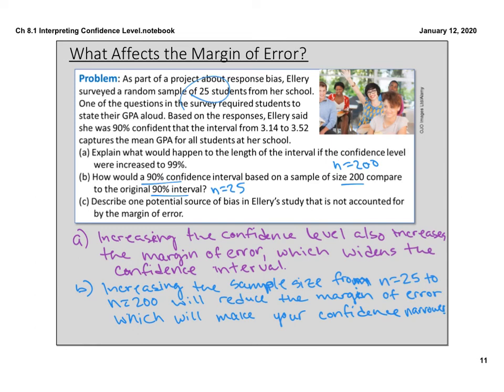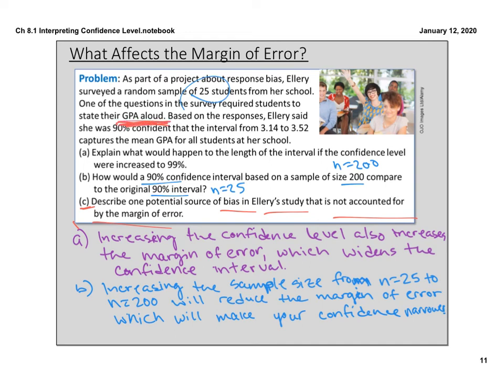In part C, it says, describe one potential source of bias in Ellery's study that is not accounted for by the margin of error. So the margin of error is not going to find the biases. Let's go back to the original question. As part of a project about response bias, Ellery surveyed a random sample of 25 students from her school. One of the questions in the survey required students to state their GPA aloud.